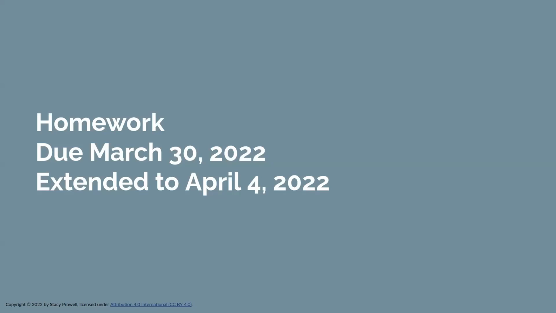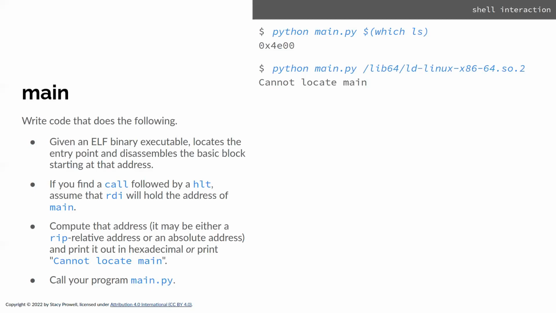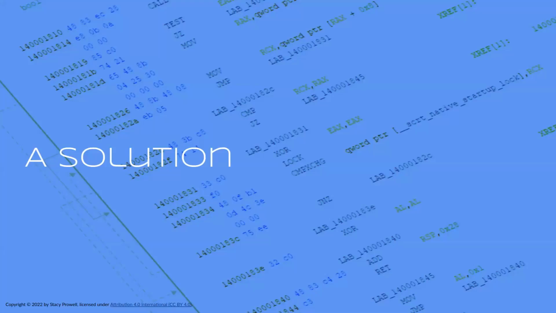There's homework due today. I think everyone has turned something in, and for most of you, it's working great. So that's good. In fact, nearly all of you have done really well on this. The homework was to find main. We talked about one possible way to do that, and there were some hints. Let me go through one possible solution to this problem.